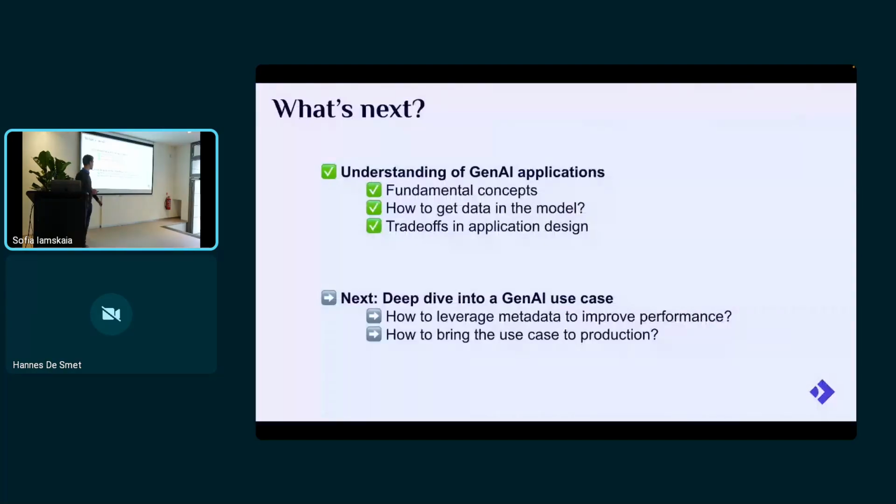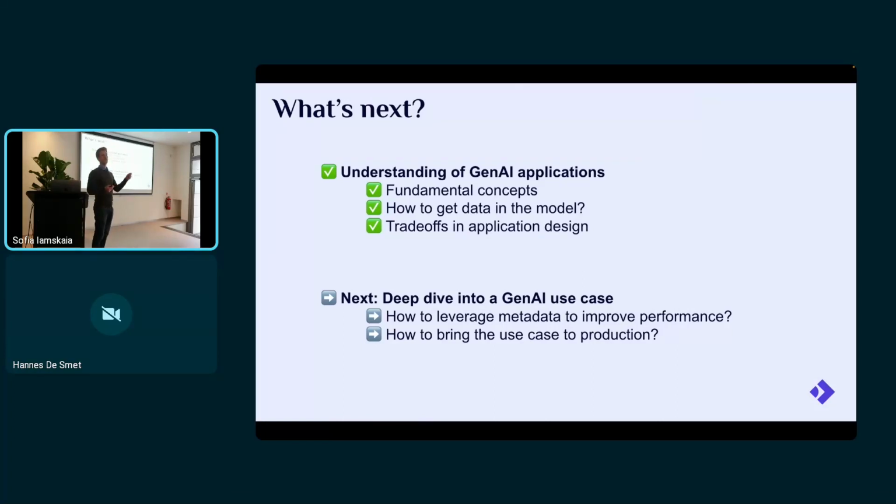So now I will start with my presentation, but first I want to do a quick recap. Where are we now? Hannes just explained the basic concepts. What is GenAI? What does it consist of? And what are some important trade-offs that we need to make?